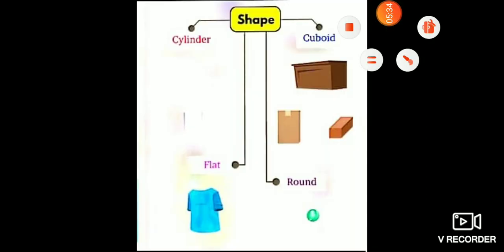Let us see characteristics of some objects. Objects have different shapes. Dear students, look at this picture. In this picture you are seeing a shirt, table, bricks and marble. These are in various shapes. For example, shirt is in a flat shape, table is in a cuboid shape and marble is in a round shape. So every object has a different shape.